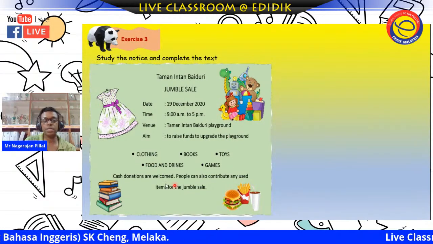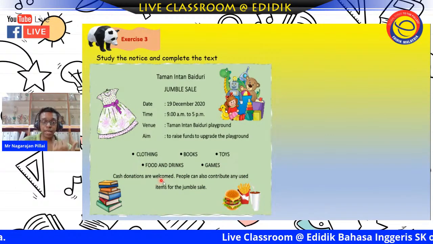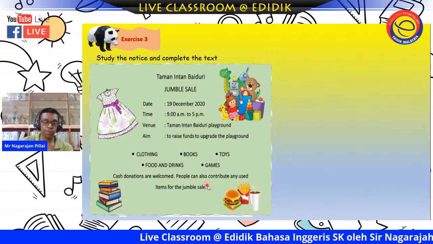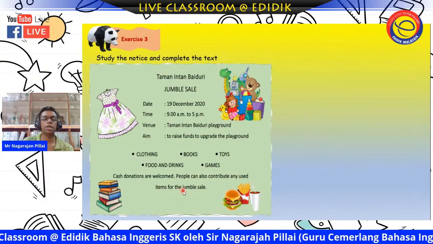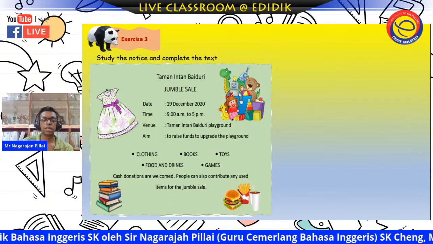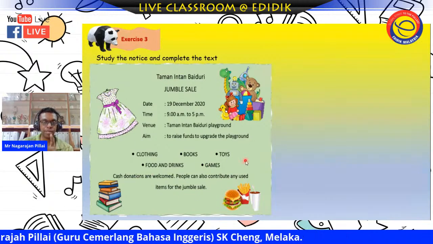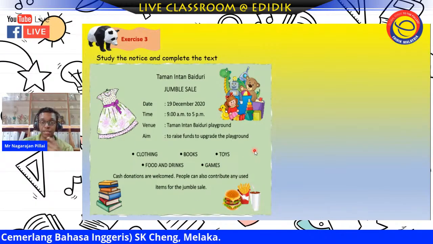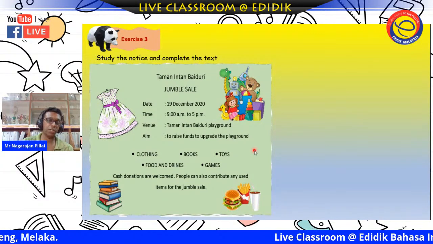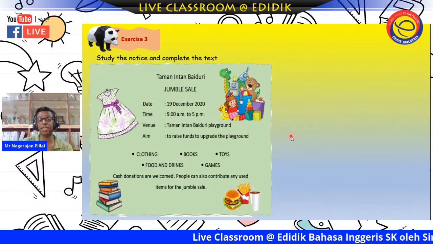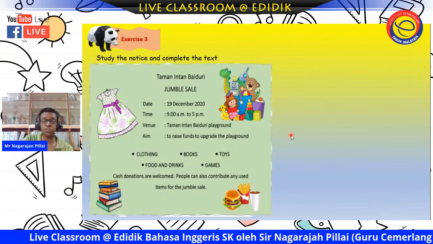Clothing, books, toys, food and drinks, games. Cash donations are welcome. Okay, money, money, money. People can also contribute any used items for the jumble sale. So the rest are just additional photos. But make sure if you are given pictures, don't think those pictures are not important. They can also be one of the answers. Pictures can also be answers for your questions.